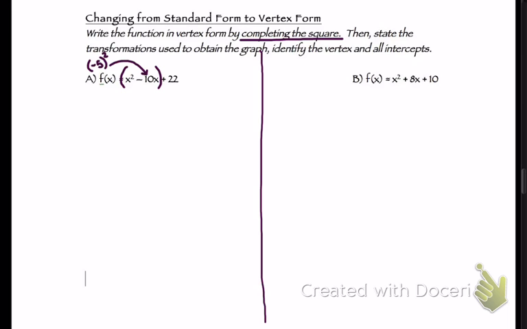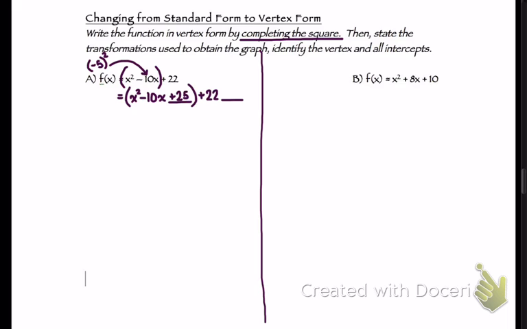Same process. I take half of the middle term and square it. Half of negative 10 is negative 5, and I square that. When I do that, what I get is x squared minus 10x, plus 25. There is the line where I completed the square. All right, here's where the tricky part comes in. I know I still have this 22 there, so I'm going to leave that where it is.